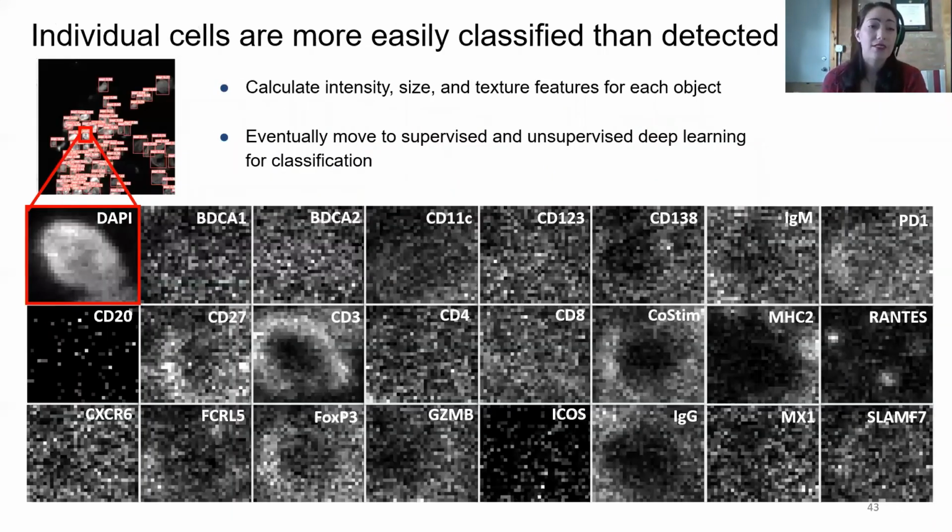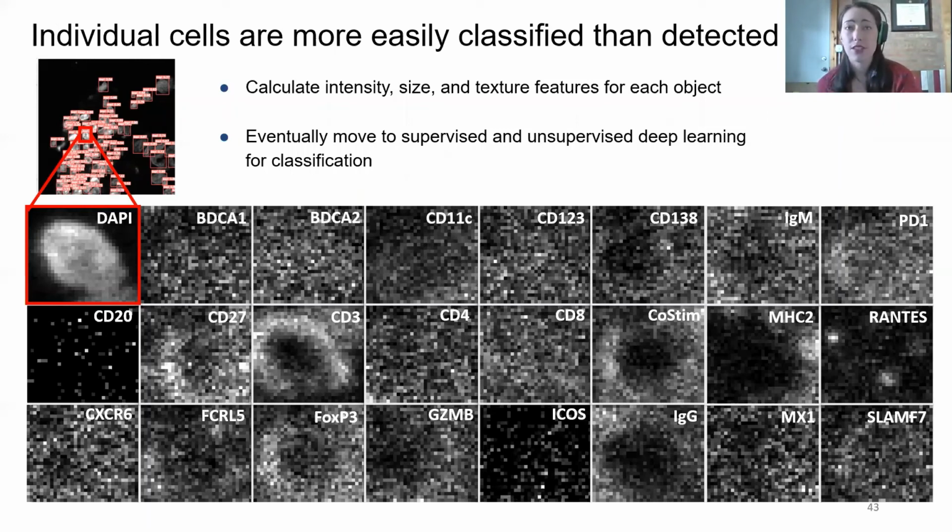Once we have done this DAPI detection, we can pull the patches from each channel associated with this cell. What we want to do here is, for each channel, calculate cell features or bounding box features.